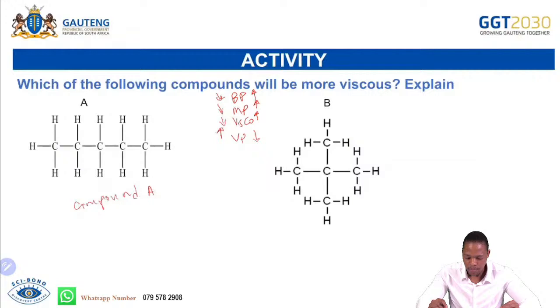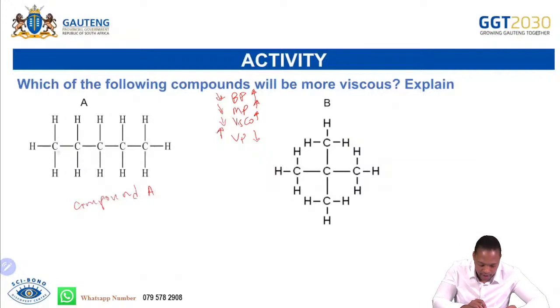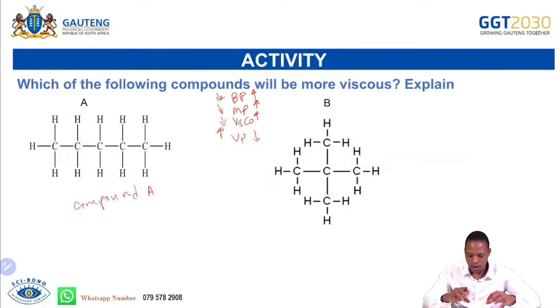Compound A is less branched because here we are talking branching. They have the same homologous series. They have the same molecular size. 1, 2, 3, 4, 5. 1, 2, 3, 4, 5. So the molecular size is the same. The only difference is the degree of branching. So compound A is less branched than compound B. Compound A has stronger intermolecular forces, London forces, than compound B, which also has London forces. Okay, more energy is needed to overcome the intermolecular forces of compound A.